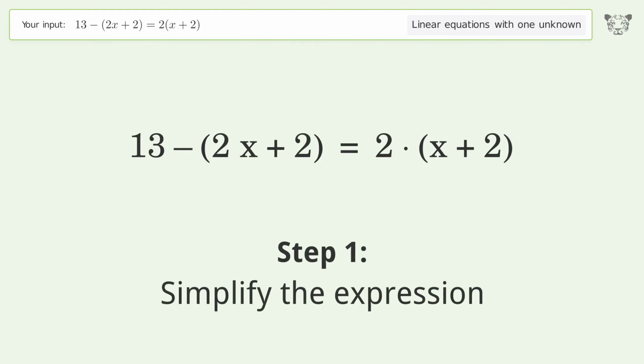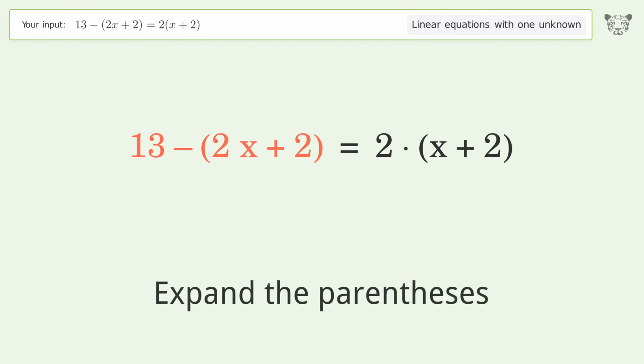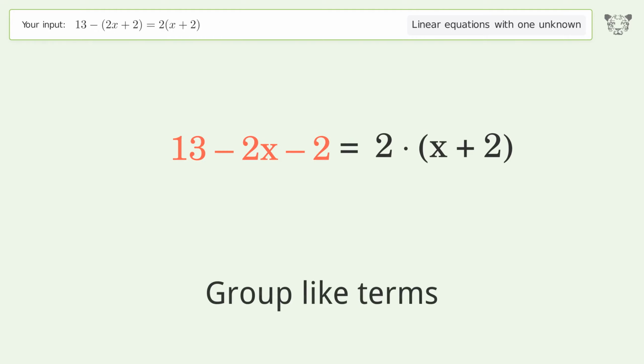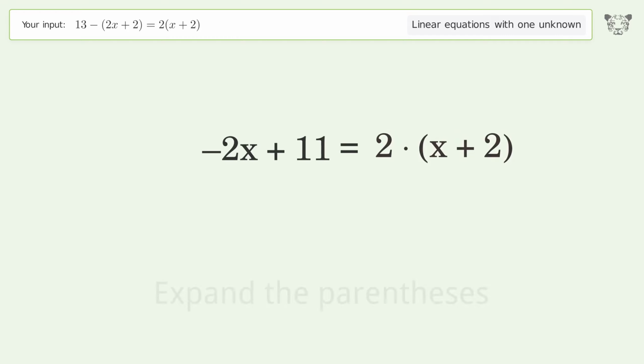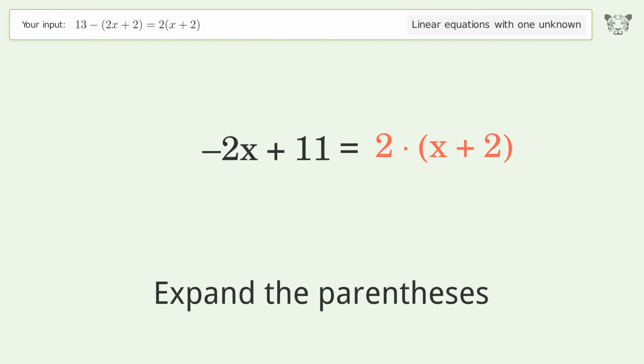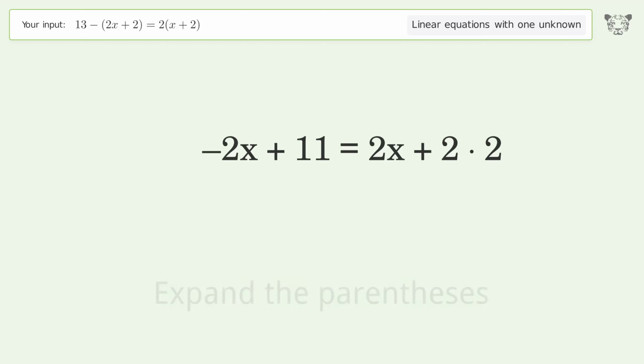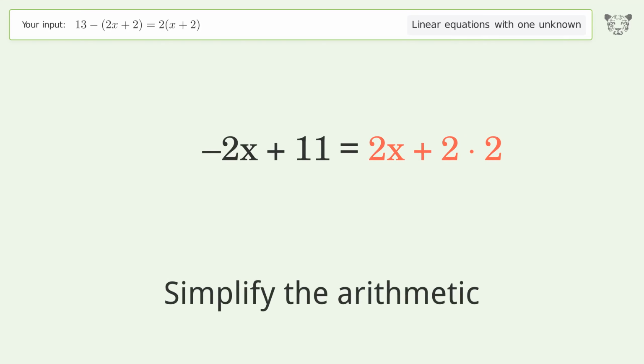Simplify the expression. Expand the parentheses. Group like terms. Simplify the arithmetic. Expand the parentheses. Simplify the arithmetic.